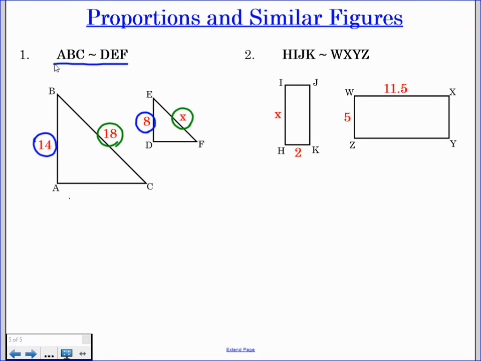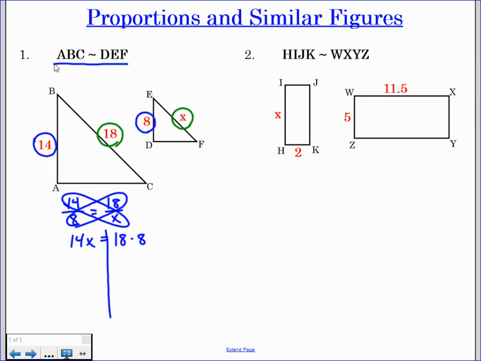Let's say that 14 over 8 equals 18 over x. That has to be true. And I'm going to solve this using cross products, just like I would any other proportion. So the cross products are going to say that 14 times x needs to be the same as 18 times 8. So that gives me the equation that says 14x is going to equal 18 times 8.